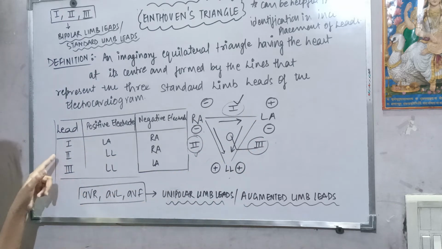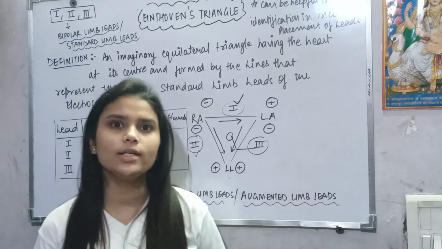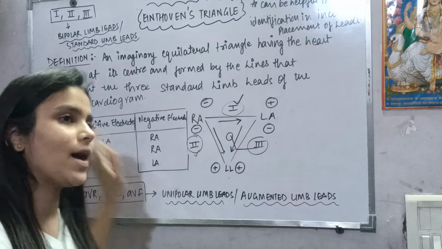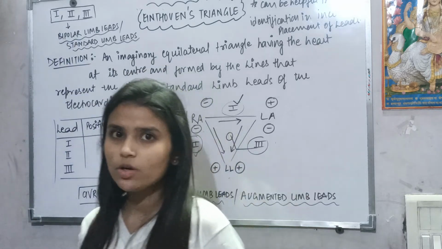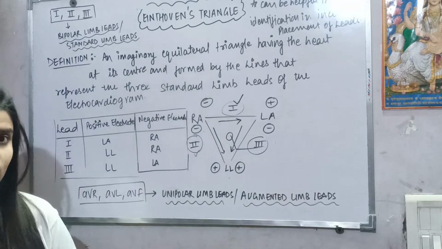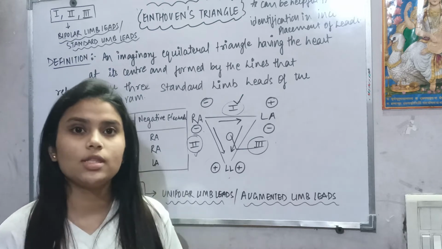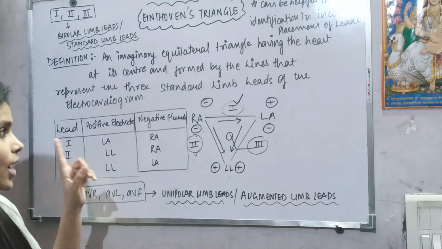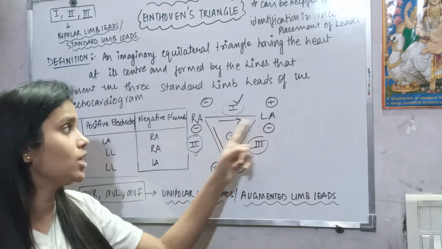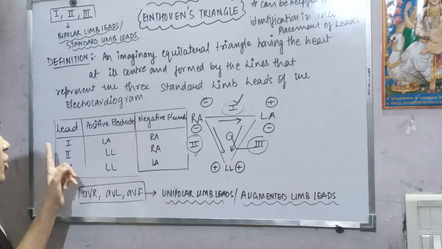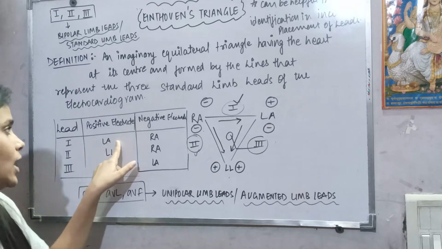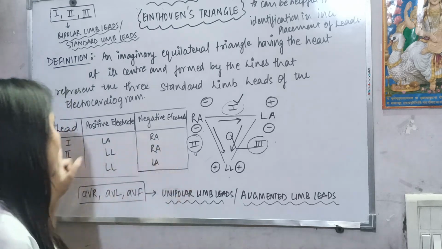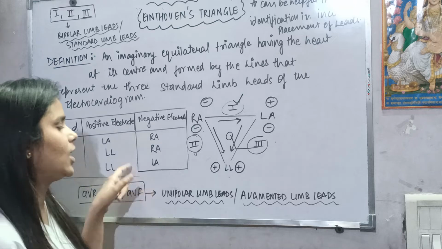Now the first, second and third leads are termed the standard limb leads, or bipolar limb leads. Why are they called bipolar limb leads? Because they record the activity of two limbs at a time. As you can see here, the first lead is recording the activity of LA and RA. The second lead is recording the activity of left leg and right arm. The third lead is recording the activity of left leg and left arm.